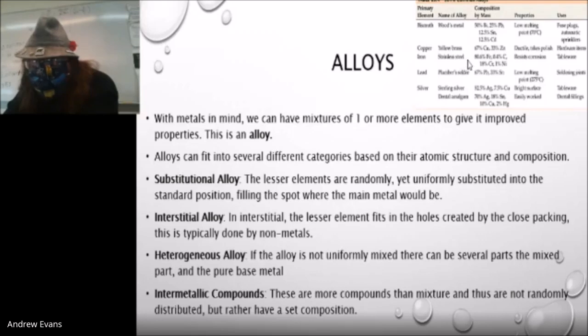Stainless steel, it's mostly iron. It's a good deal carbon and a couple other metals that essentially help it resist corrosion. The carbon gives it its strength. The other metals give it the resistance to corrosion.